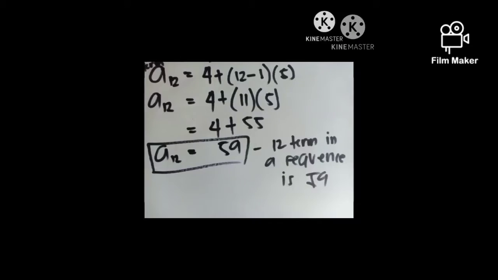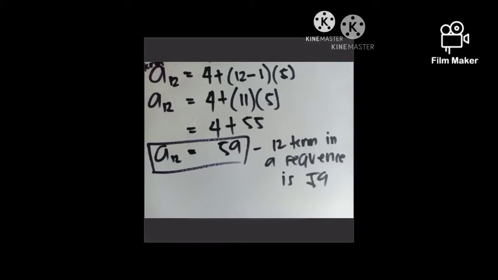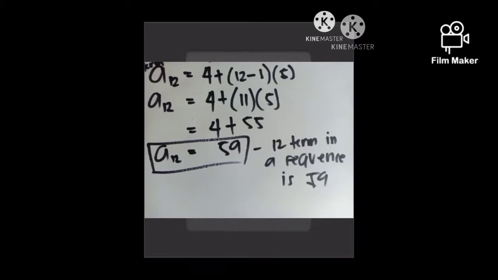A sub 12 equals 4 plus 12 minus 1 times 5. A sub 12 equals 4 plus 11 times 5, which is 55. So 4 plus 55 is equal to 59. And the 12th term in the sequence is 59.